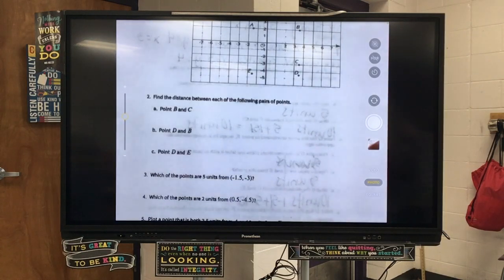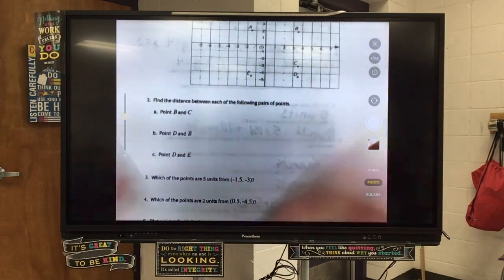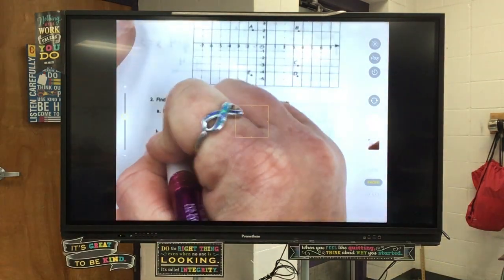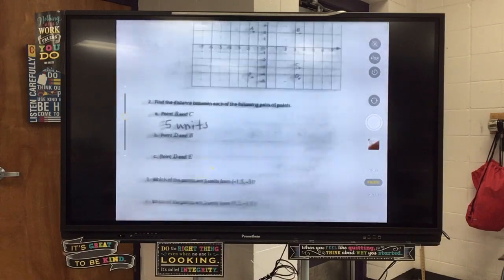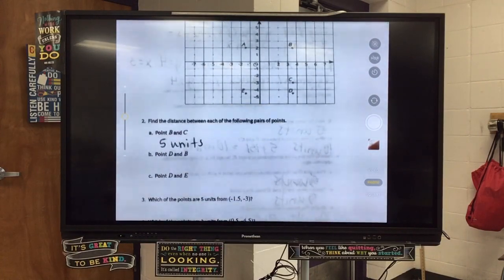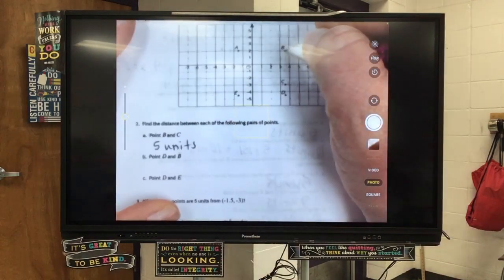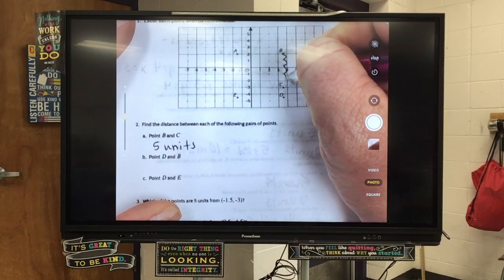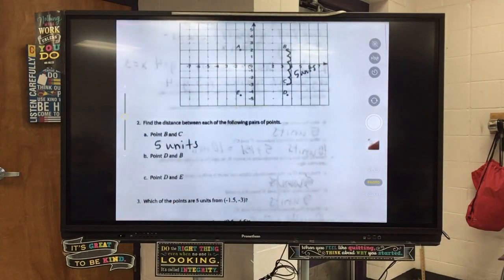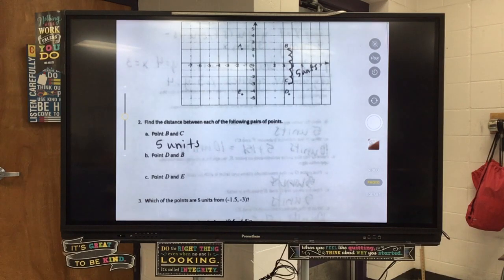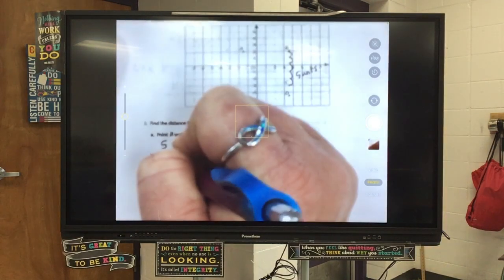Go ahead and go over this. So, what is the distance from point B to point C? So, from B to C, what was our distance? Lily. 5 units. And Lily, how'd you figure that out? I jumped... All right. What's the distance between D and B? So what's the distance between D and B? Bryson? 6.5. So 6.5 units. And how did you figure that out?